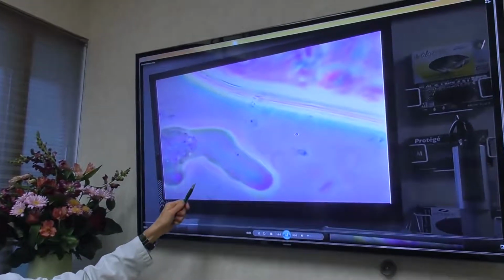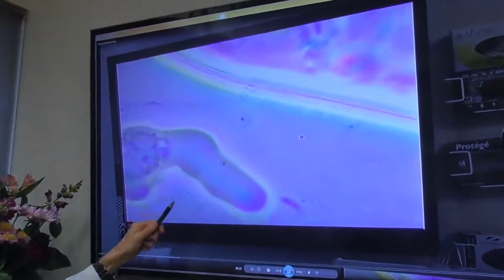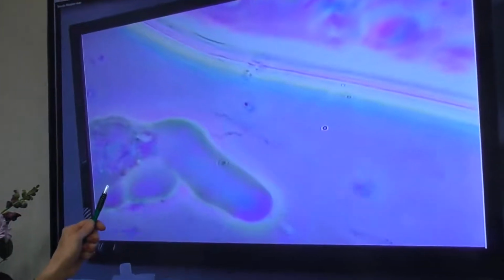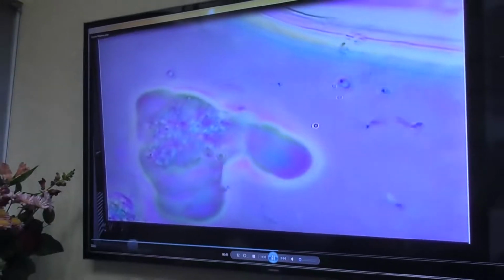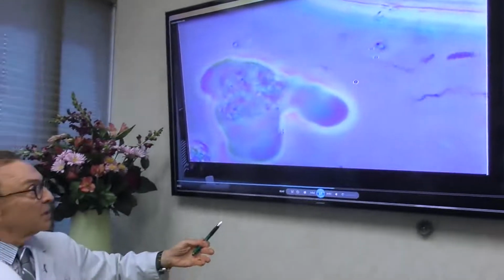Now, this is a parasite. It's an amoeba. And if you watch it closely, you see how that's coming out? That's called a pseudopod, and that's how these amoebas move. What they do is they extend these pseudopods, and then they use those to embrace and devour other cells, like white blood cells, and that's what they live off.